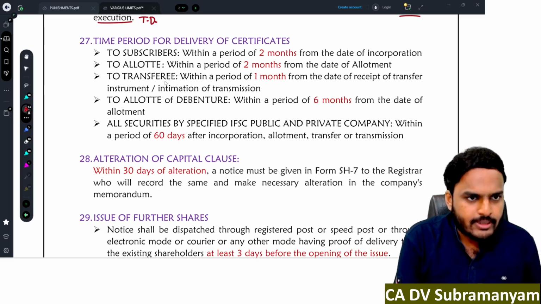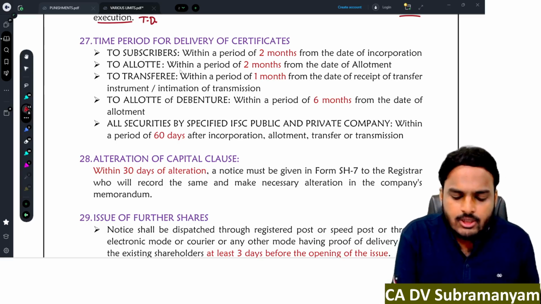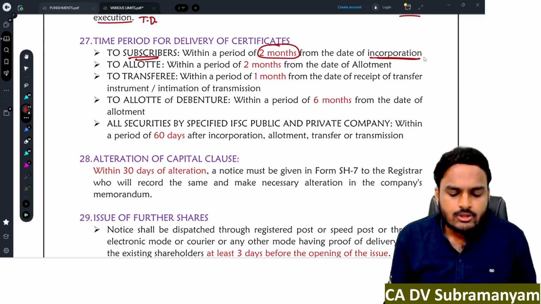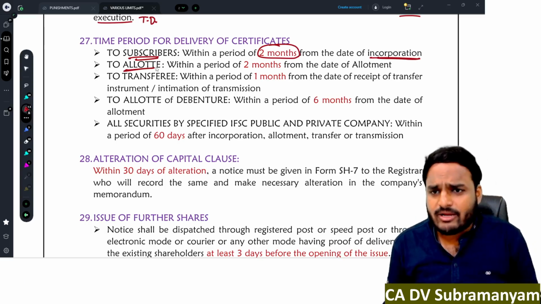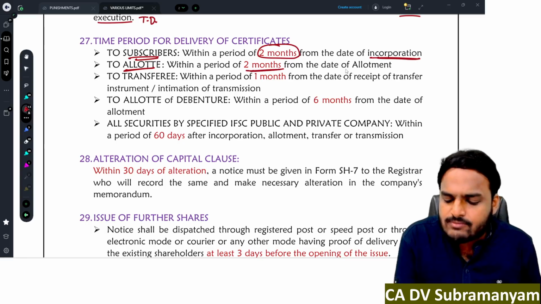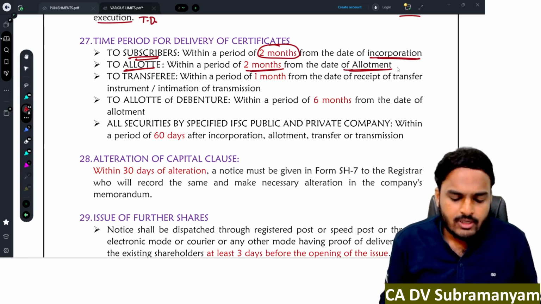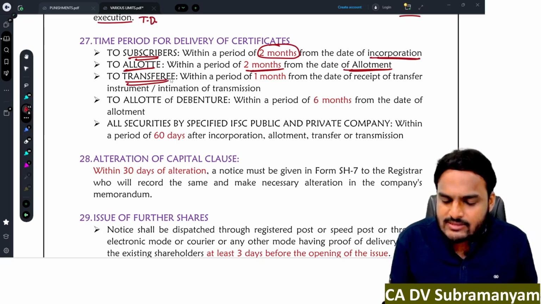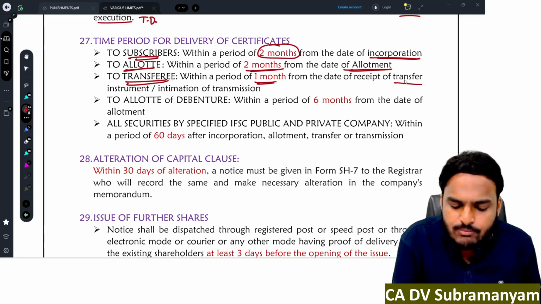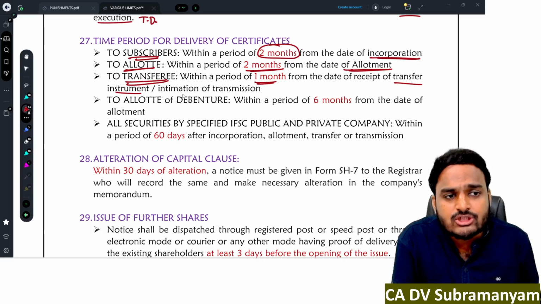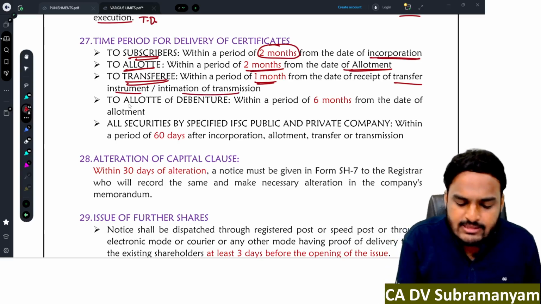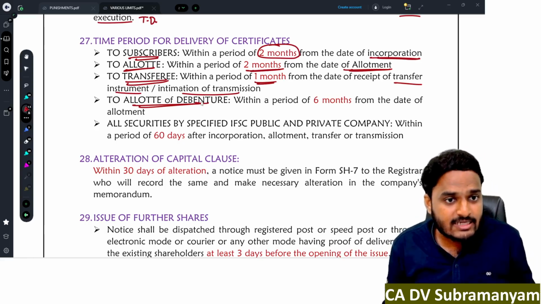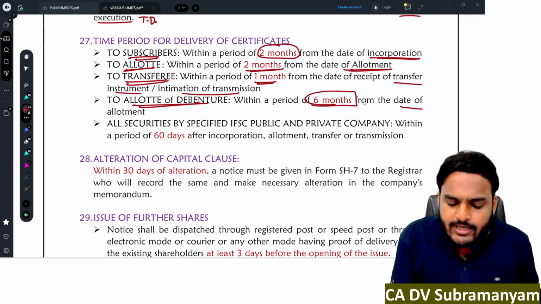In case of incorporation, the company has to issue certificates to the subscribers within a period of 2 months from the date of incorporation. To the allottees under prospectus or private placement, within a period of 2 months from the date of allotment. In case of transfer, the company has to give the share certificate to the transferee within a period of 1 month from the date of receipt of transfer instrument or intimation of transmission. In case of allotment of debentures, the allottee of debentures should get a certificate within a period of 6 months from the date of allotment.